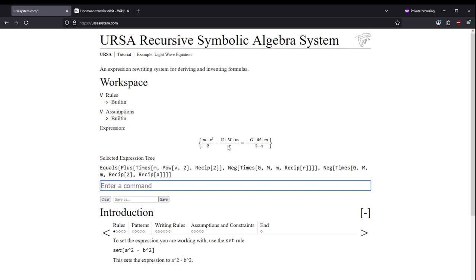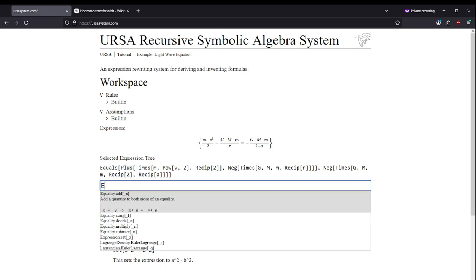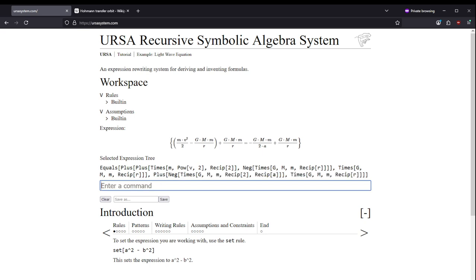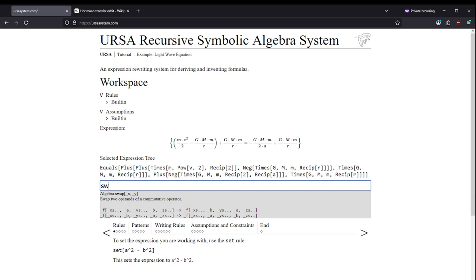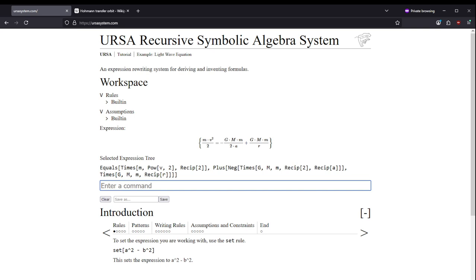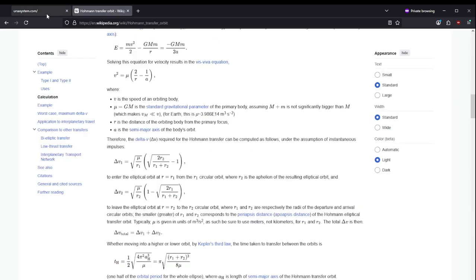A good first thing to do is add this middle term to both sides. And there's a command called equality.add that adds a term to both sides. So I'm just going to add G times big M times little m over r. That gets added to both sides. And now I'm going to invoke the simplify rule to cancel these terms. Simplify and cancel terms. I'm not going to go into details about how exactly simplify is implemented, but it basically tries to simplify expressions.